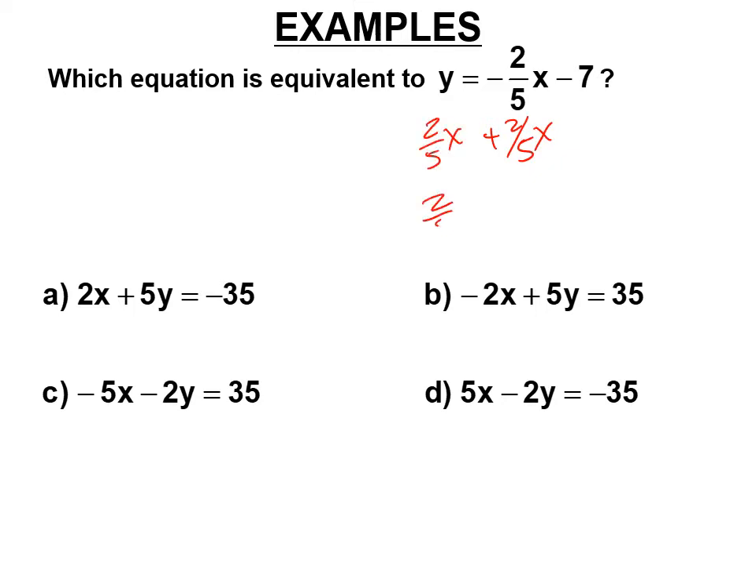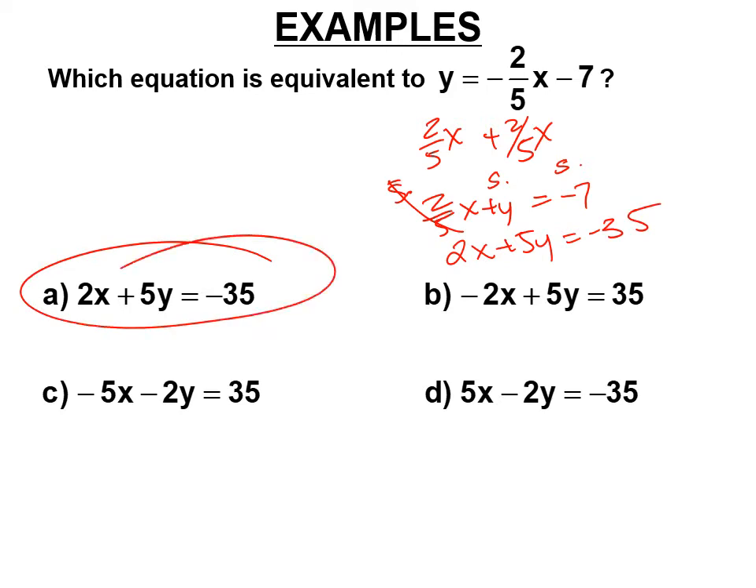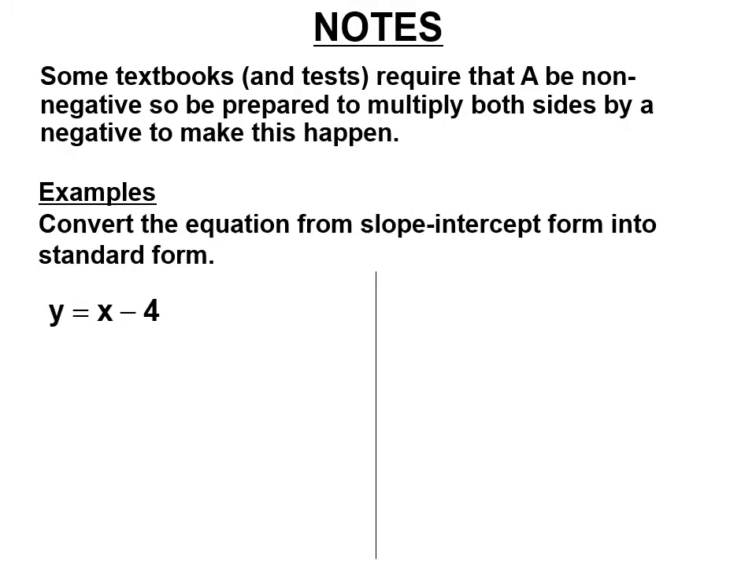You get 2/5 x plus y equals negative 7. We're going to clear our fraction by multiplying everything by 5. Those cancel. 2x plus 5y equals negative 35. I'm looking at A.